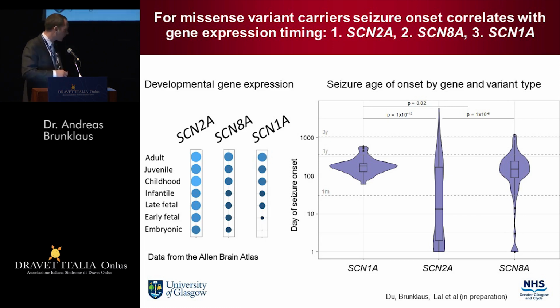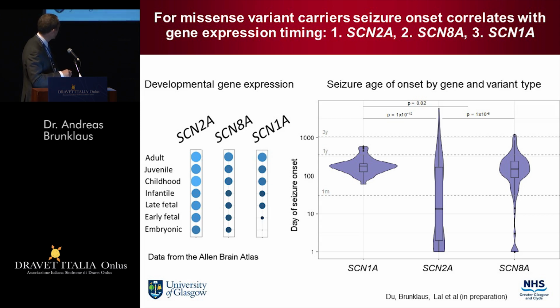And what's really interesting here is, this is a logarithmic scale. So here you've got the different groups, SCN1, 2, and 8A, and then you've got the day of seizure onset. So this is day 1, this is day 10, this is day 100, day 1,000. So this is 1 day, 10 days, 1 month, 1 year, 3 years. And what you can see is that those that are expressed earliest also present earliest.